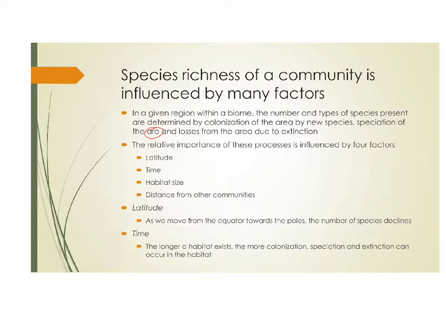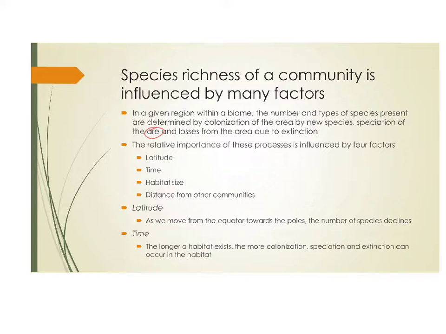So let's first talk about latitude. As we move from the equator towards the poles, either the North Pole or the South Pole, the number of species declines. And this kind of makes sense to us, but in the same amount of space, you have a greater species richness at the equator or at a lower latitude than you do at a higher latitude.